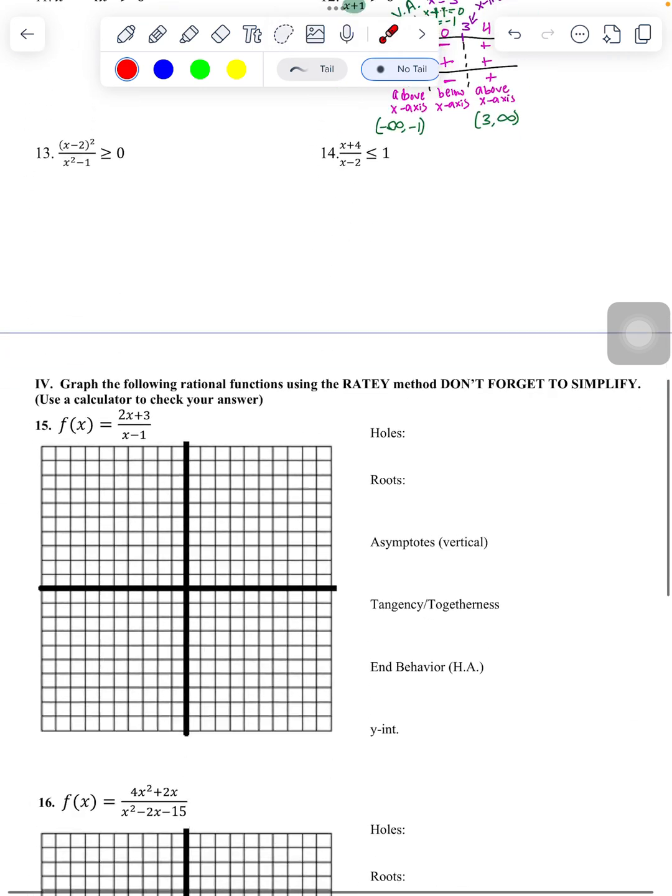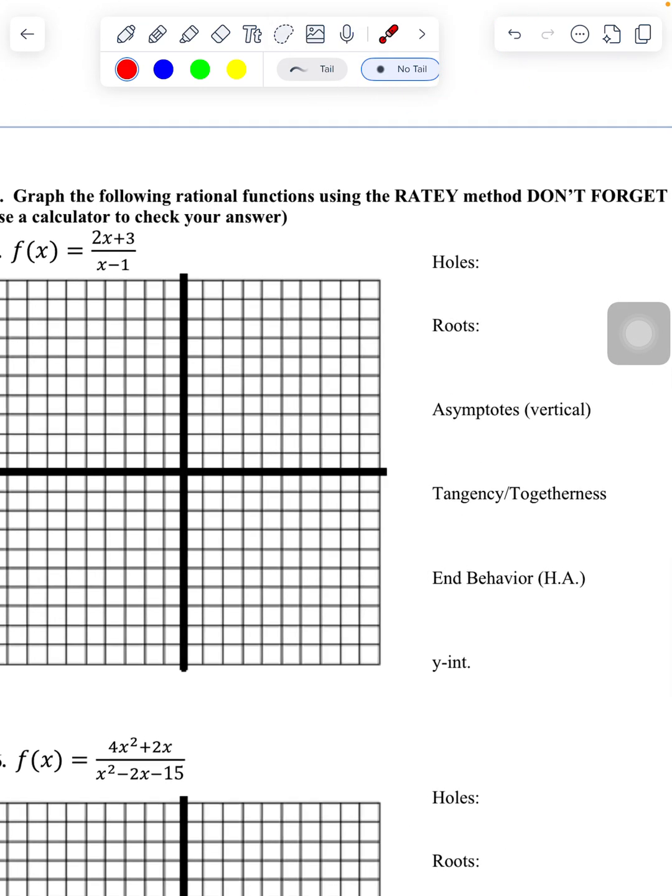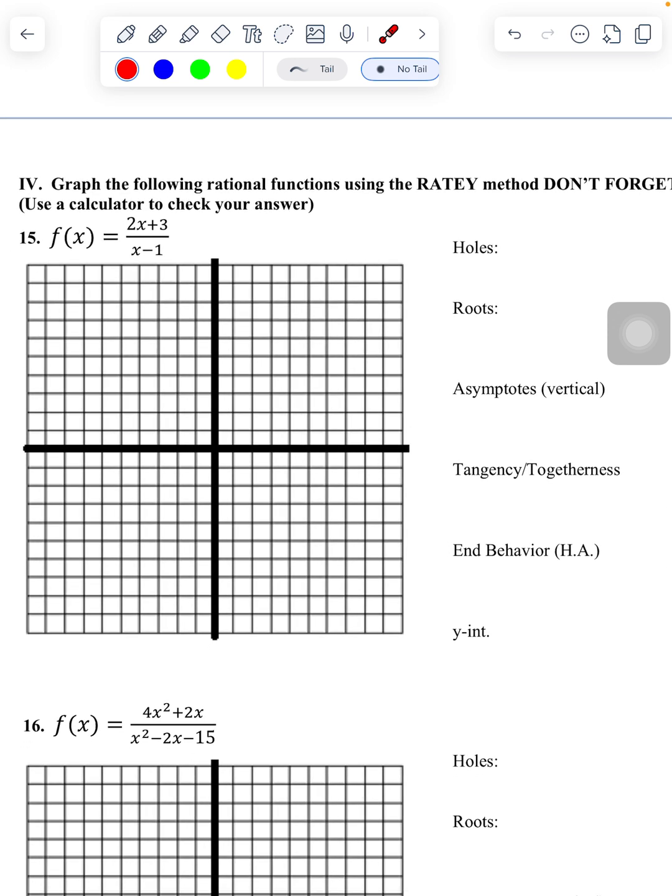All right, so now let's go into graphing. Graphing without a calculator with rational functions is a process. What I prefer to use is the Rady method or the Ratty method, whichever way you pronounce it. It's an acronym that tells you everything you need to do in an order that you could do it. You don't have to do it in exactly this order. I just prefer to do this in this order to make sure I don't forget anything.